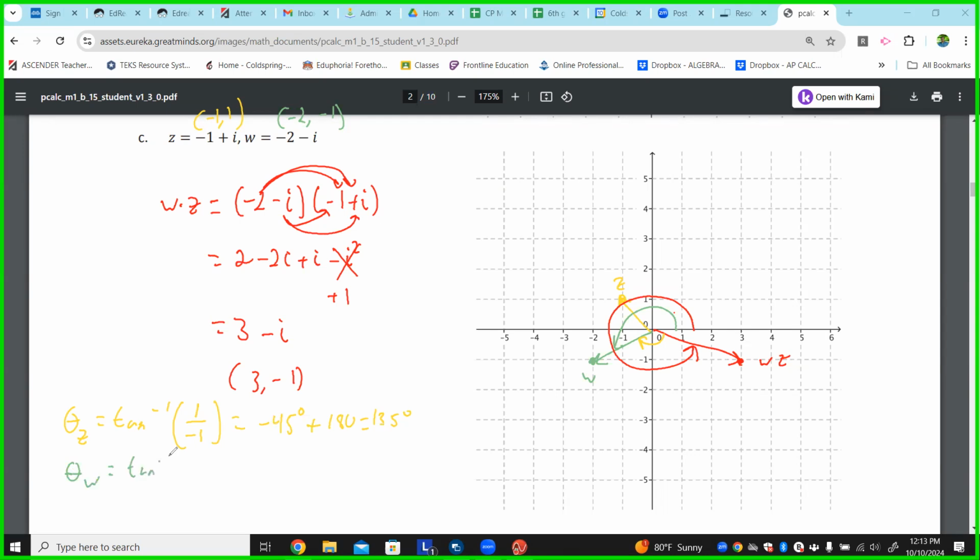So if I do tan inverse of W, what's that fraction going to look like? It'd be negative 1 over negative 2. Yes. If you wanted to simplify that and make it 1/2, you wouldn't be wrong either. All right. So let's do that. Let's go back to our handy dandy calculator.